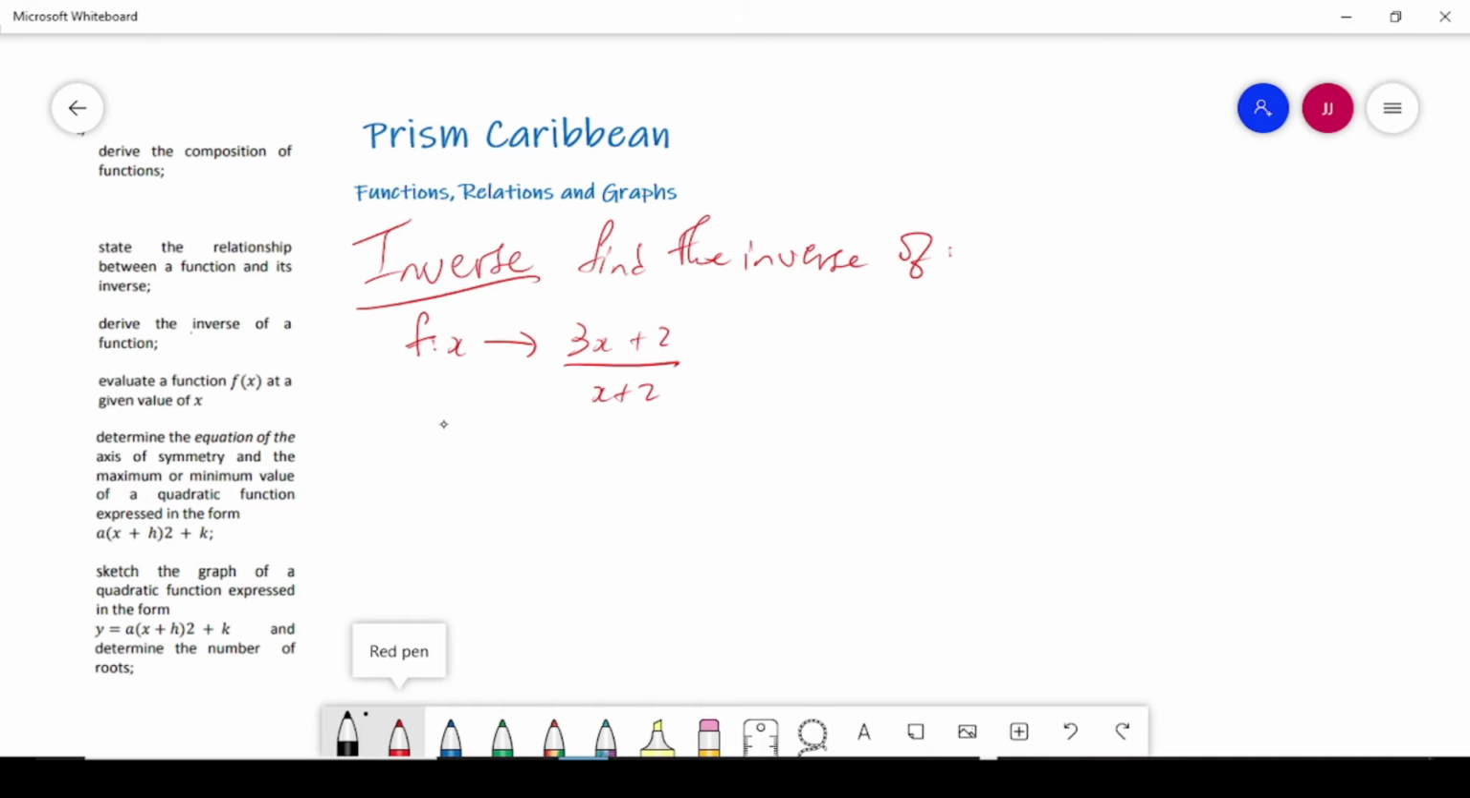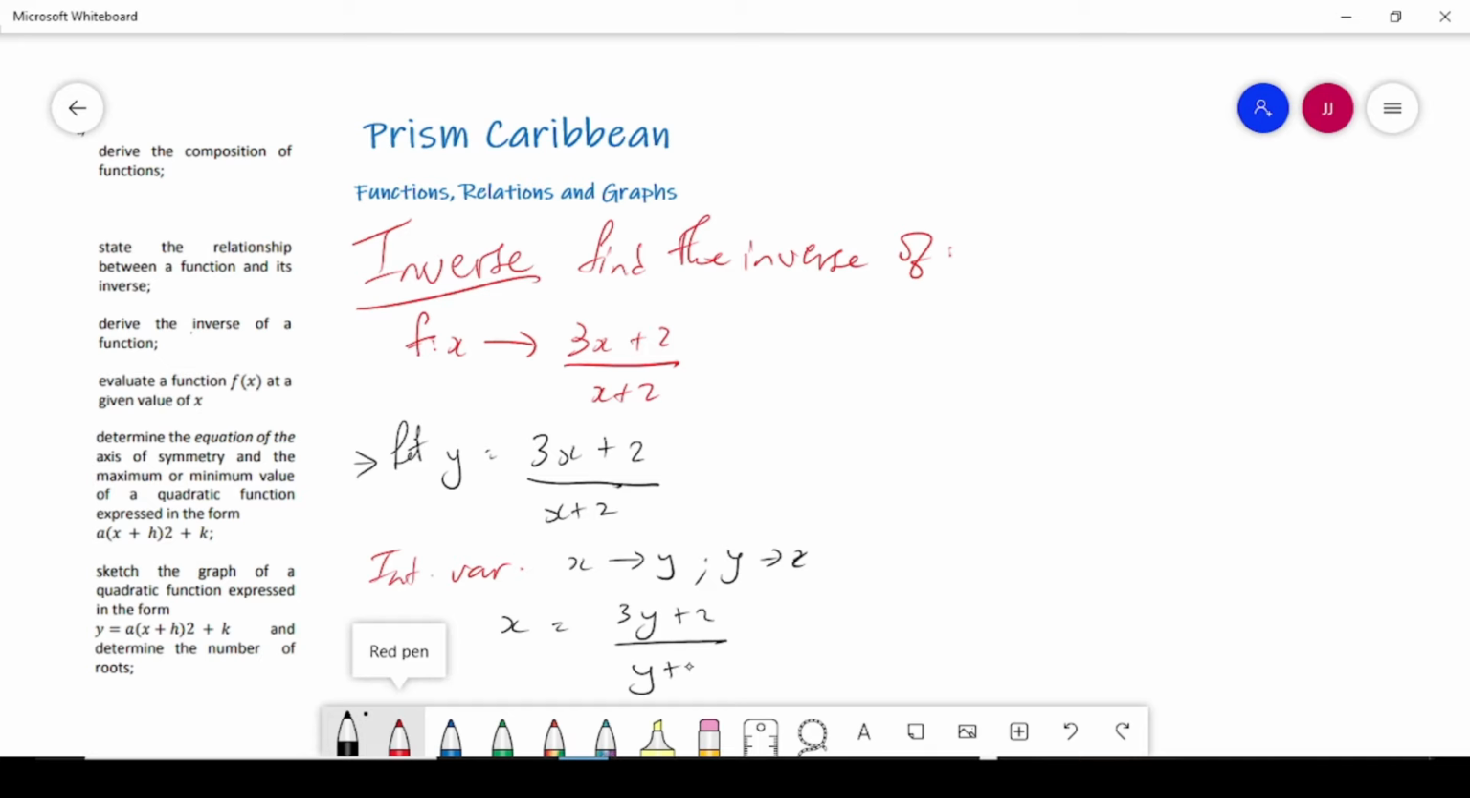The first thing we do, just as in the rules before, is let y equal the function, which is y is equal to 3x plus 2 all over x plus 2. And then we interchange the variables. In this case that means we change x to y and y to x in this equation. So that will mean x is equal to 3y plus 2 all over y plus 2. From here, everyone should understand what has occurred so far, just simply following the rules.